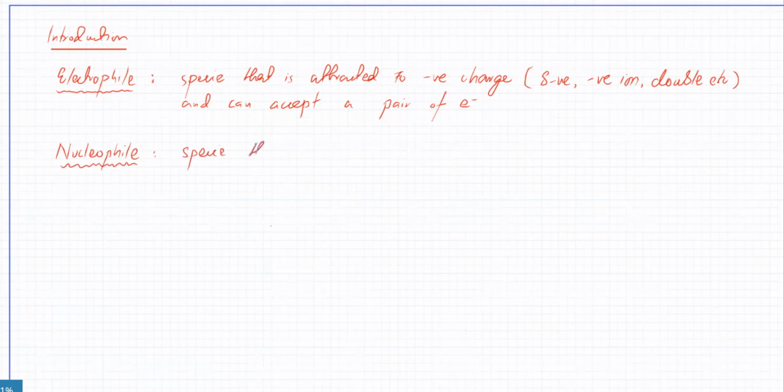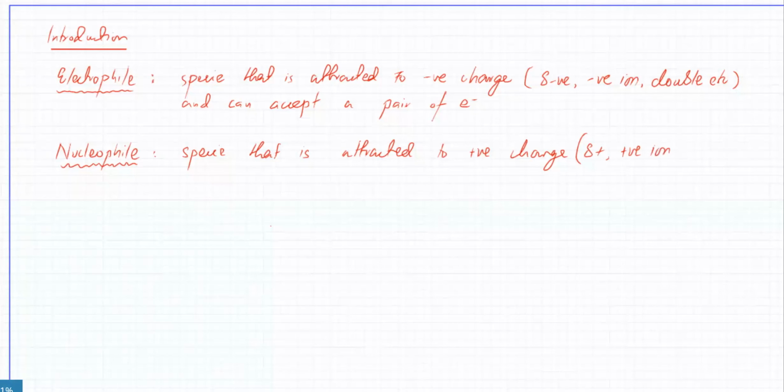So it's a species that is attracted to positive charge. And again, this positive charge could be anything. It could be a slight positive thing. It could be a fully positive ion. When I say slight positive, that means like you have an HCl molecule. Now this HCl molecule has a slight negative side and a slight positive side. So it's not a -1 or +1 ion. It's just slight partial positive, partial negative charges. Okay, that's what I mean by that.